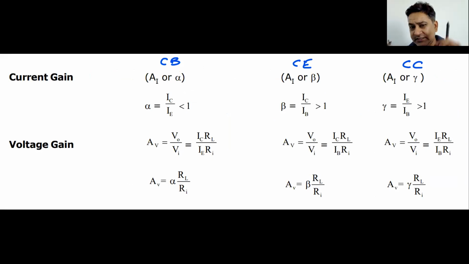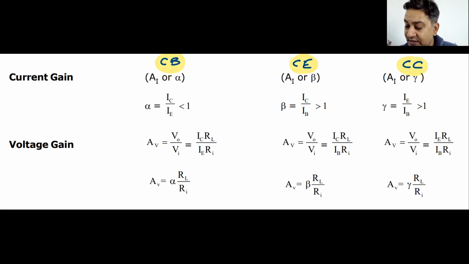These are the questions that are going to come in your examination hall. You have to look at the configuration, whether it is CB, CE or CC, because everything depends on the configuration. If you change the configuration, the input and the output change. Do we understand this? Yes, sir.